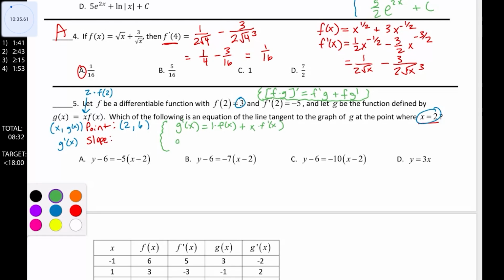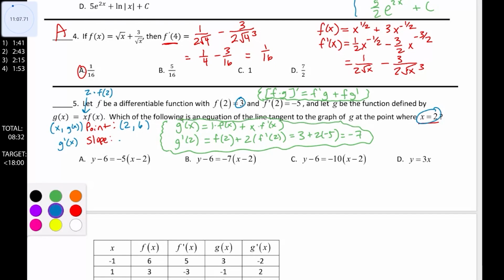And so if I want g prime of 2, and that's in order to get that slope, I'm going to need to calculate that out. It'll be 1 times f of 2 plus 2 times f prime of 2. Okay, so let's see here. f of 2 was given as 3, and f prime of 2 was given as -5. So we have 3 plus 2 times -5. 2 times -5 is -10, plus 3 is -7. So g prime of 2, the slope of our tangent line, is going to be -7.